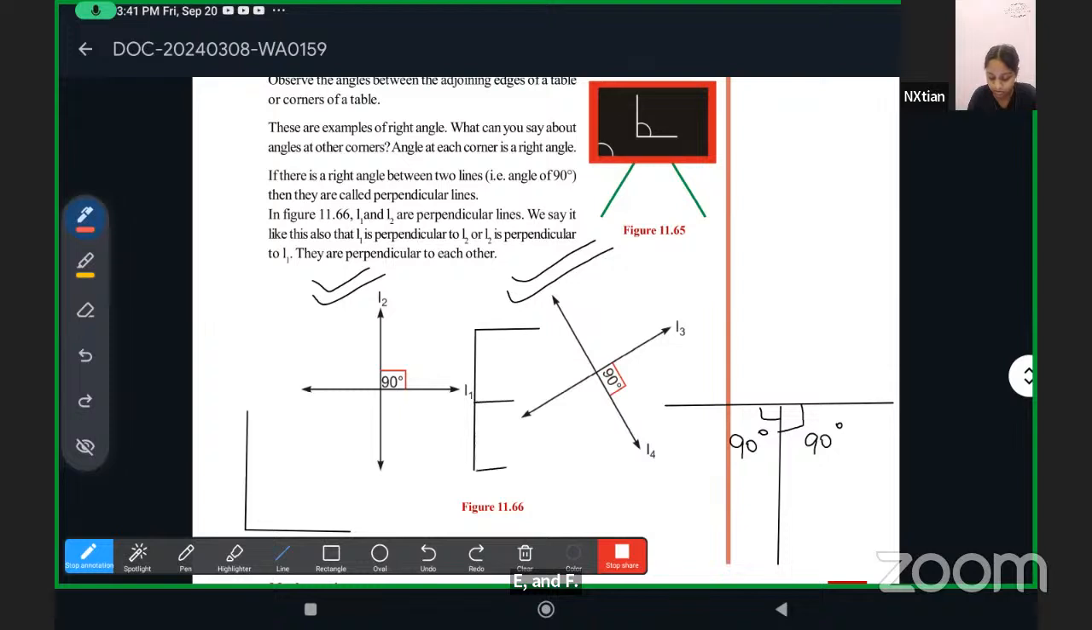L, T, F, G, H, I. E can be H, E and I. Here 290 degrees are forming and here 190 degrees forming. F can be 2. H can also be a perpendicular line.